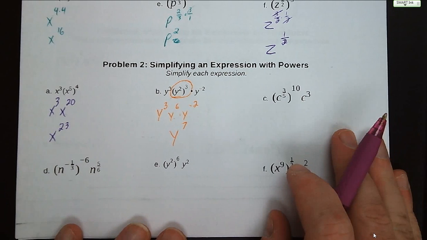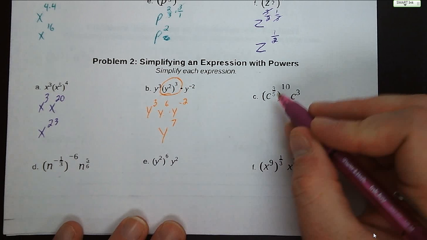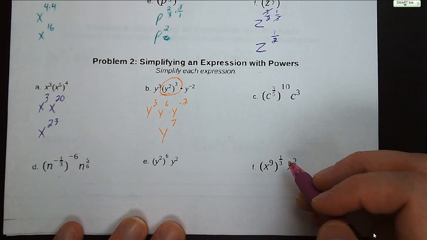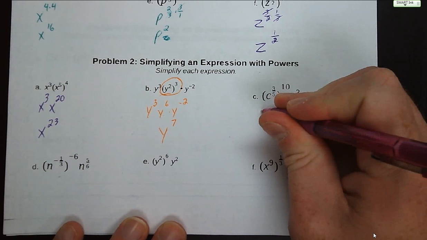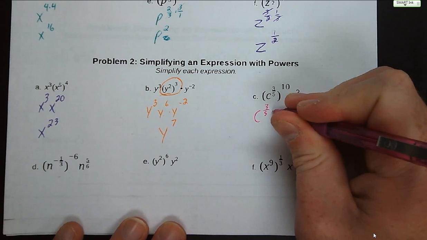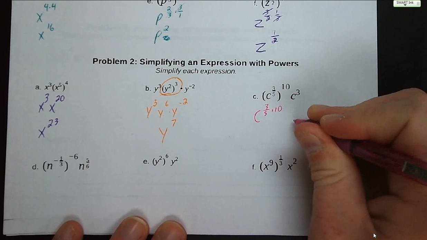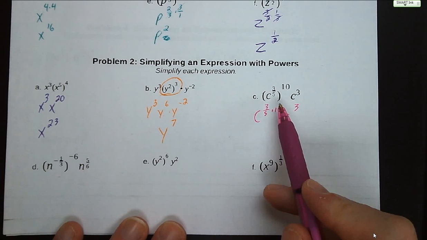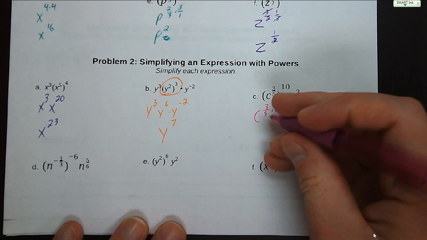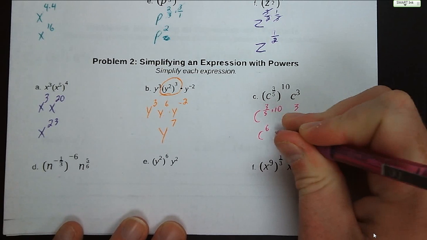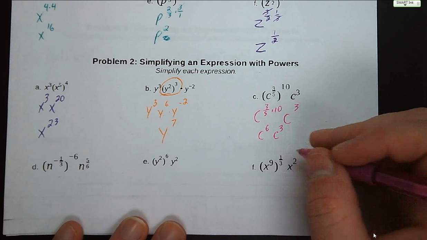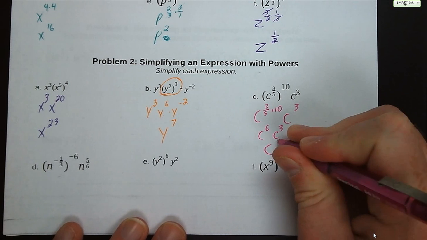Letter C, we have c to the 3/5 being raised to the 10th times c to the 3rd. So we start by using the power to a power rule. So c to the 10th times 3/5, 10 times 3 is 30, divided by 5 is 6. So we have c to the 6th times c to the 3rd, which reduces to c to the 9th power.